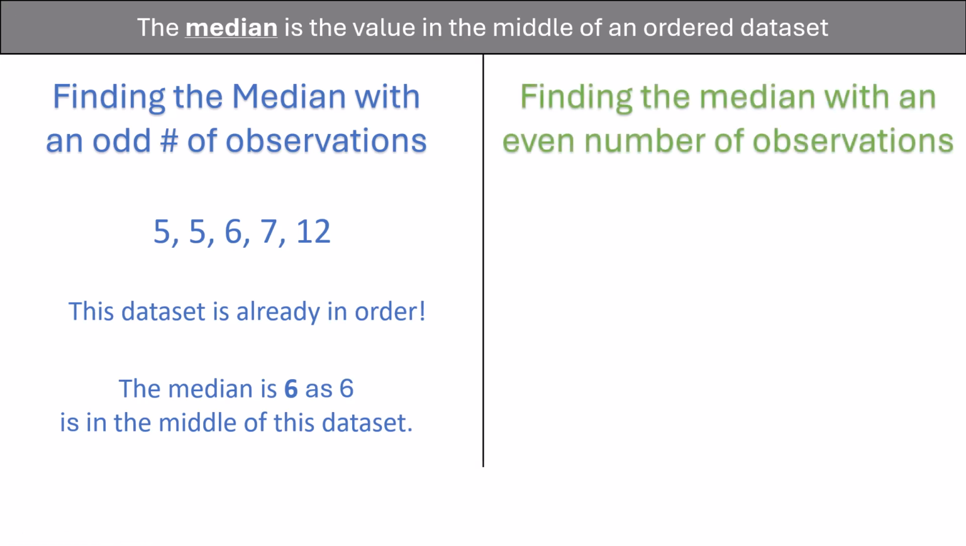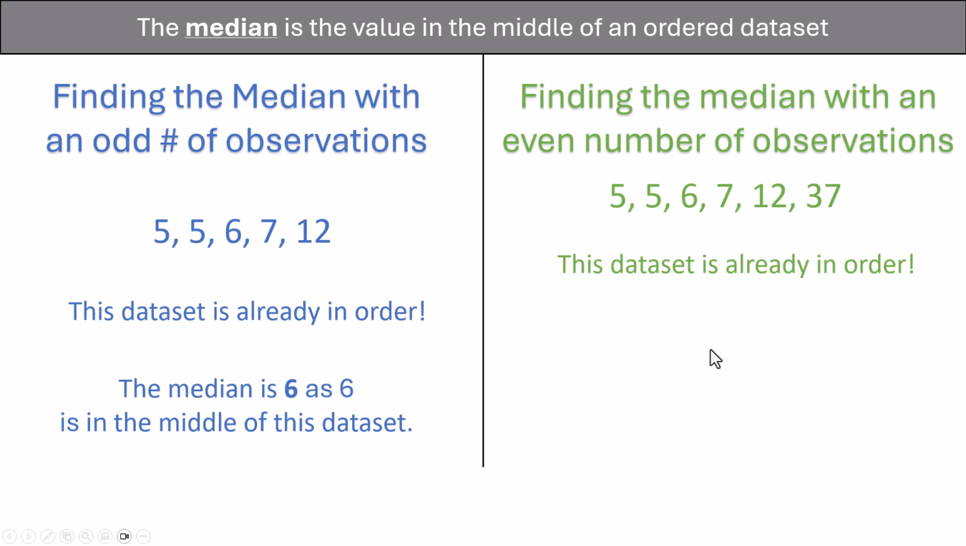Let's look at a dataset where we have an even number of observations. Now we have 5, 5, 6, 7, and 12, just like we had before, but now we have one additional value of 37. Once again, this dataset is already in order. Since we have an even number of values, there's not a single value in the middle. The middle really falls somewhere between 6 and 7.